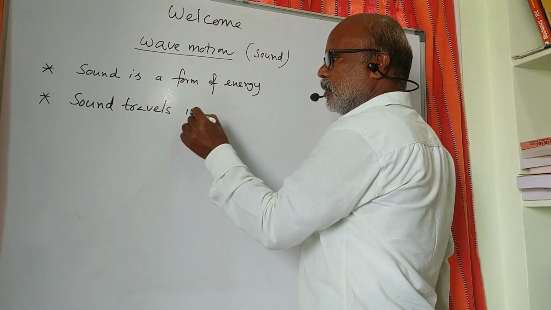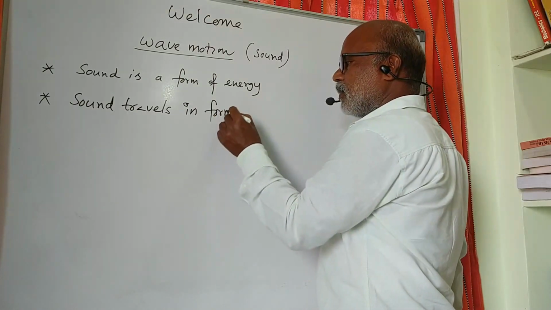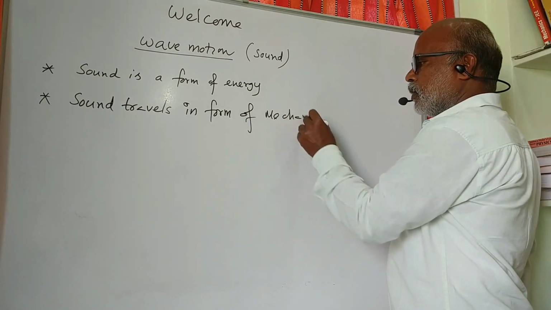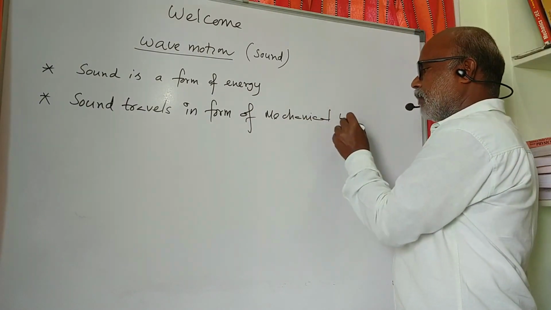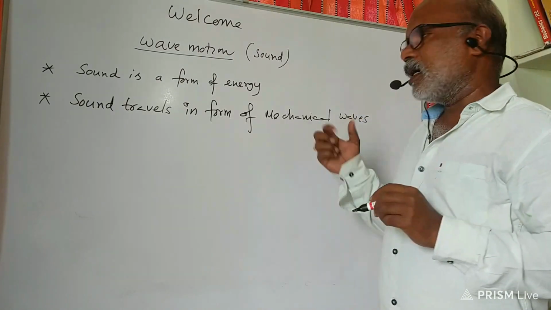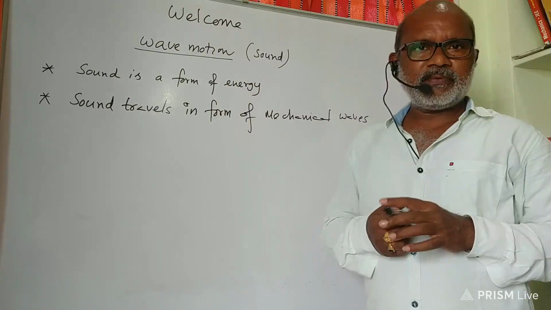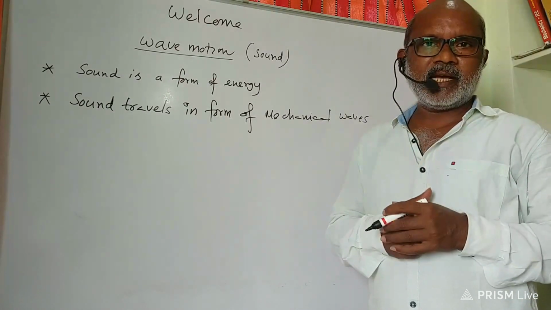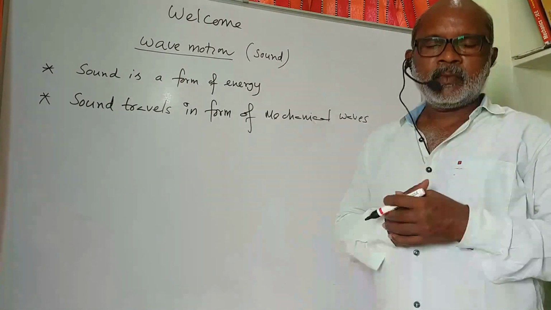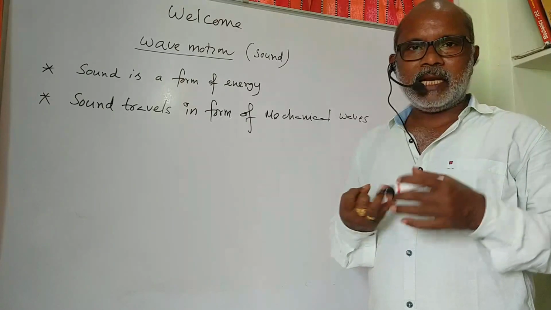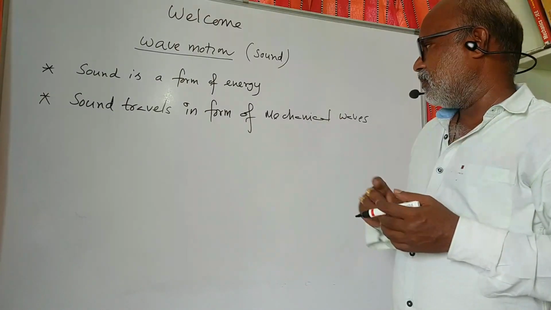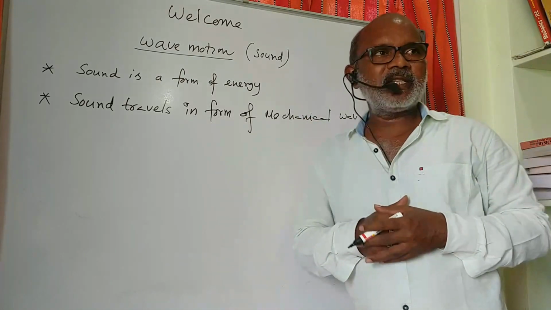Sound travels in the form of mechanical waves. What is a mechanical wave? We have different types of waves, as we discussed in the last class, like mechanical waves, electromagnetic waves, and matter waves. These mechanical waves require a material medium for their propagation.